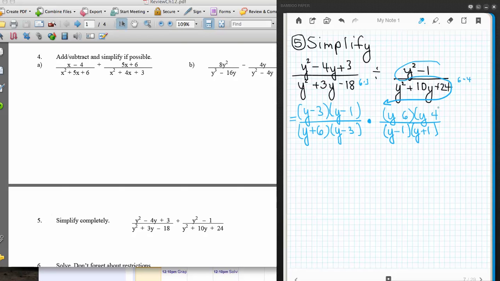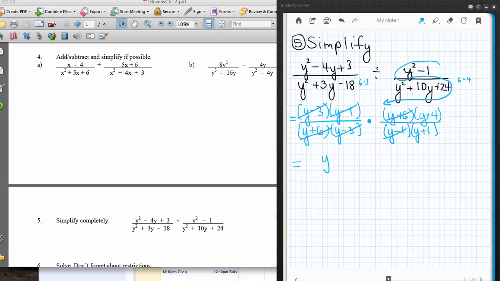Last thing that I put into place is that this is a plus, so that means both of these must be pluses. Now it's time to cancel. So I'm going to look across. Y minus 3. Oh, that goes with that y minus 3. Y minus 1. Oh, one of those for one of those. Y plus 6. Oh, one of those with one of those. And y plus 4. Nope, none left in the denominator.